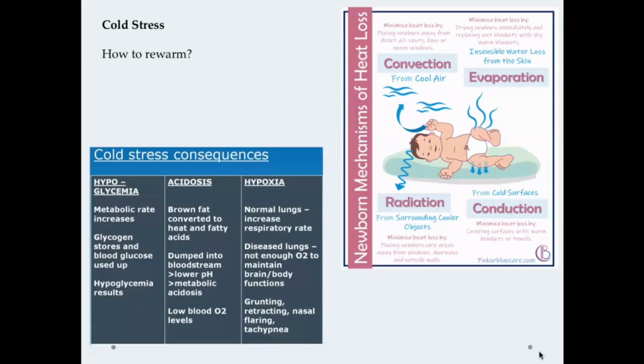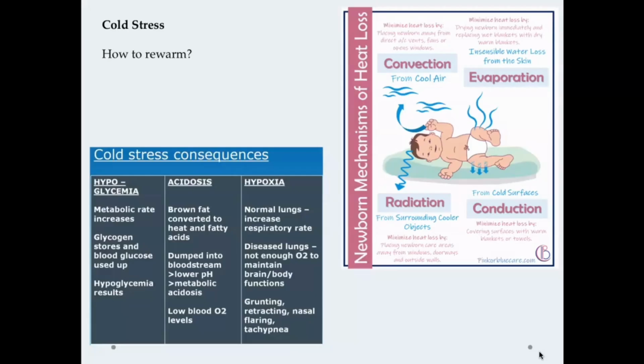Radiation is cooler objects surrounding the baby that would cause them to lose heat. So you want the newborn away from windows, doorways, and outside walls, because walls retain cold air depending on what type of walls you have, and windows too. They can lose heat that way from surrounding objects that are colder than them.